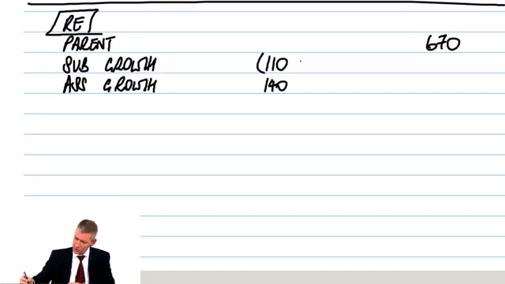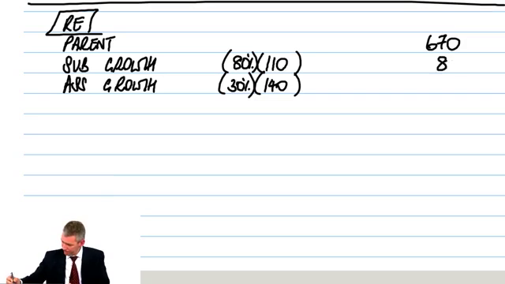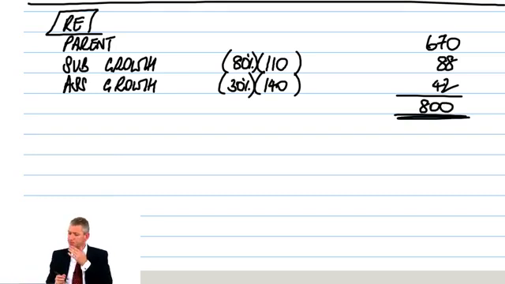But of course, we're talking to our shareholders now. How much did our shareholders make out of this? Well, how much was our ownership of this? It was 80% of one and 30% of the other. Yep. Giving us 88 and 42, and therefore 800, like so.